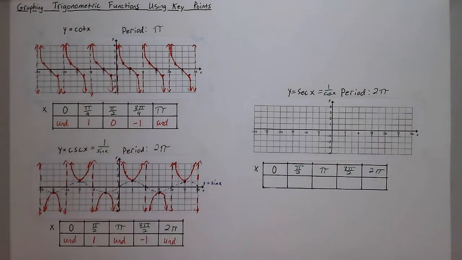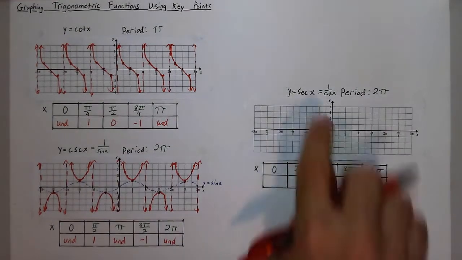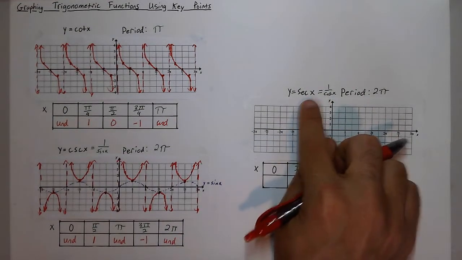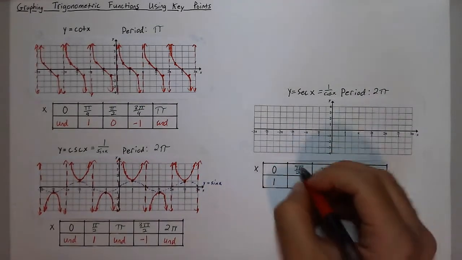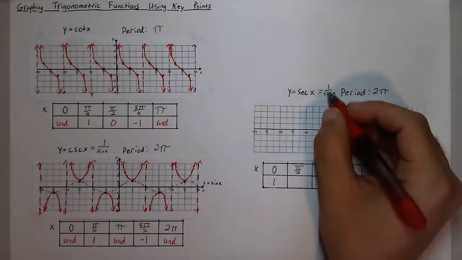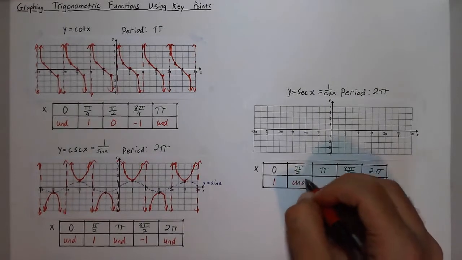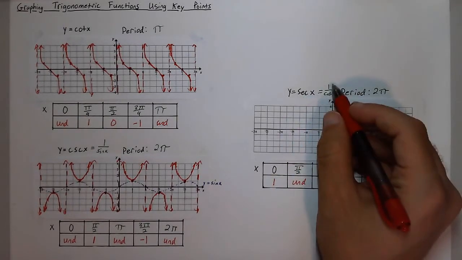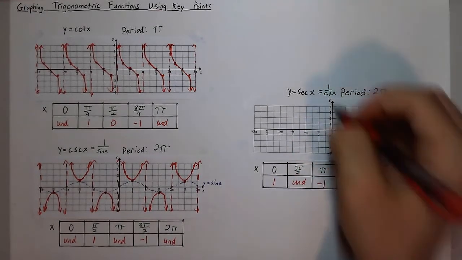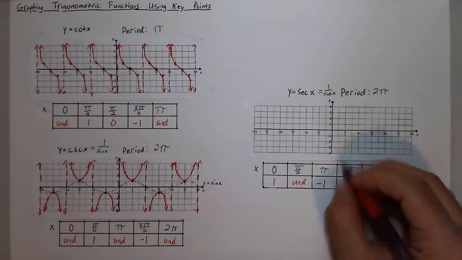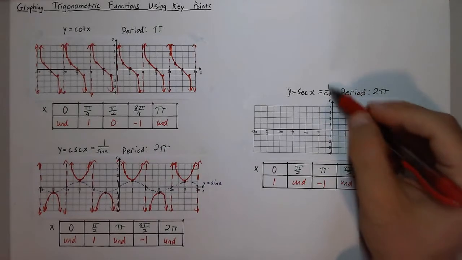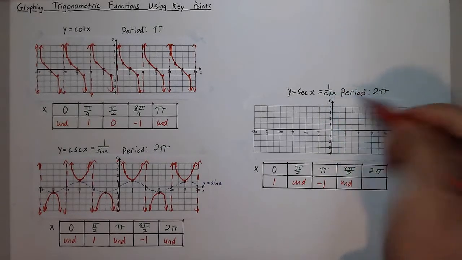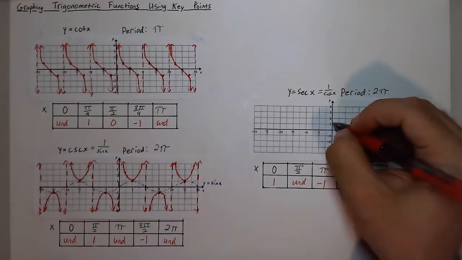But now, secant of 0 is 1 over cosine of 0, which would be 1 over 1, which is 1. Then secant of pi over 2 would be 1 over 0, which is undefined. Secant of pi would be 1 over negative 1, which is negative 1. Secant of 3 pi over 2 is 1 over 0, which is undefined. And secant of 2 pi would be 1 over 1, which is 1. So you're already starting to see this pattern form.